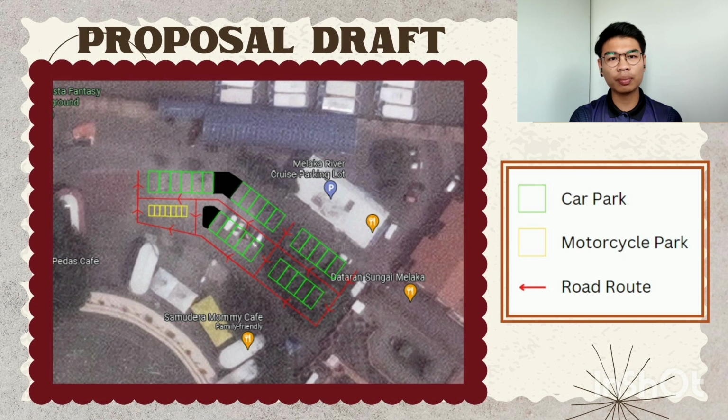We have designed 2 access routes and 1 exit route for the design parking lot. The green box represents parking for cars, the yellow box is for motorcycles, and the red arrow is the flow of our access and exit route.